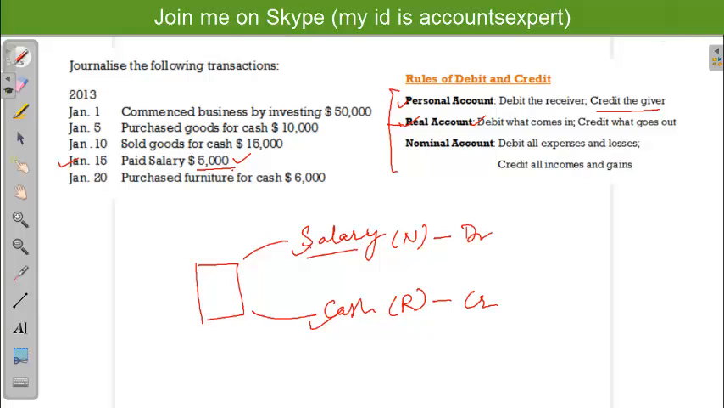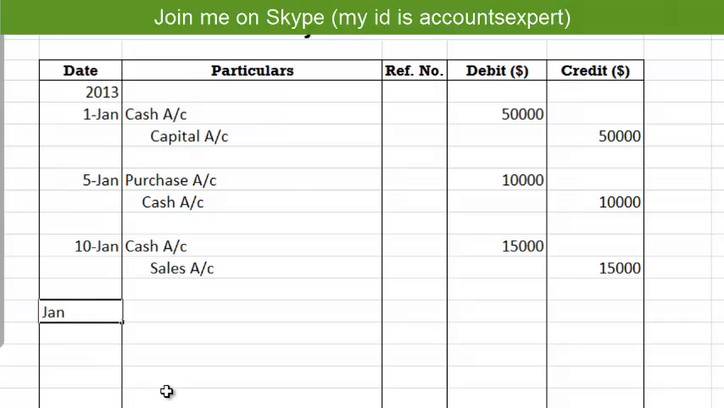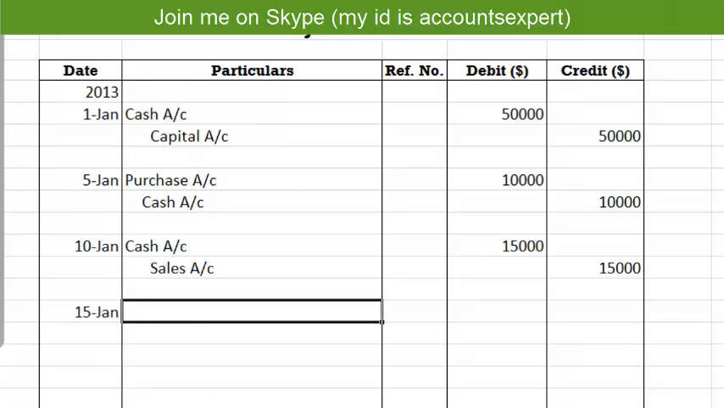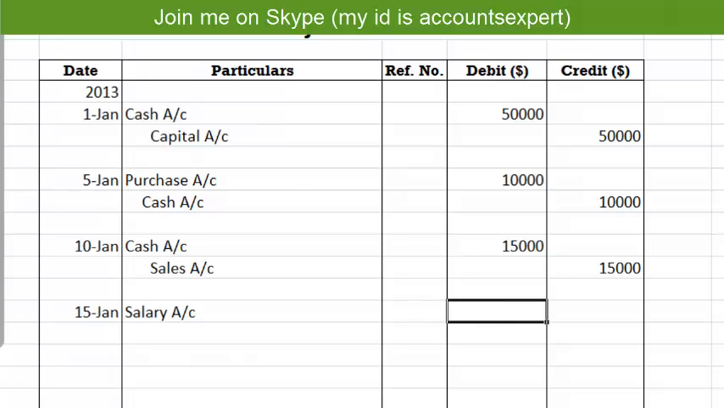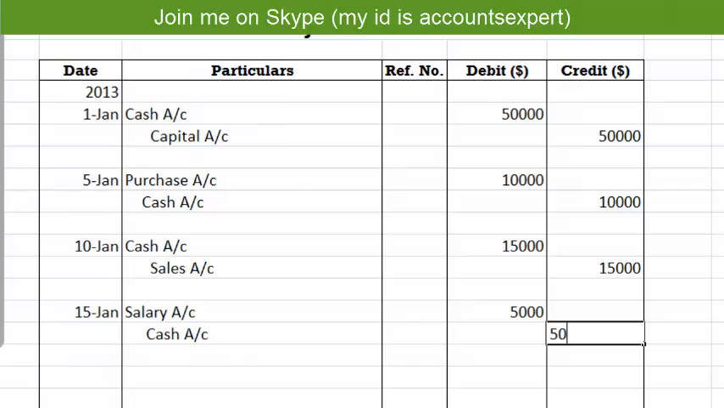Now let's see journal entry in the journal for this transaction. So first we will write date in the date column, January 15. Then we will write the debit item, and salary account will be debited, so we will write the salary account, and the amount is $5,000. Then we will record the credit item, and we know the credit item is the cash account, so we will record the cash account and amount we will write in the credit column, $5,000. So this is the entry for our fourth transaction.